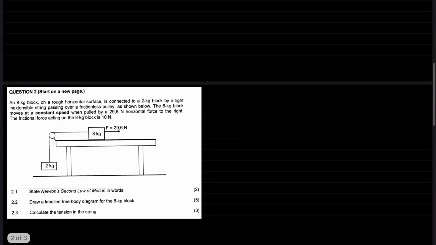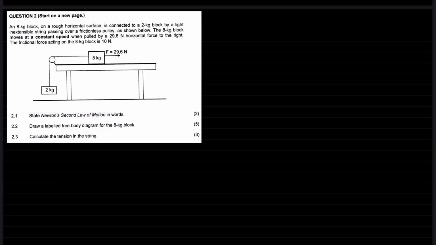Okay, let's move on. Question number 2. An 8 kilogram block on a rough horizontal surface is connected to a 2 kilogram block by a light inextensible string passing over a frictionless pulley, as shown below. The 8 kilogram block moves at a constant speed. That's in bold, so it must be important. What does that mean? Constant speed means that acceleration is 0, and that means that F net is 0. When pulled by a 29.6 Newton horizontal force to the right, the frictional force acting on the 8 kilogram block is 10 newtons. Definitions, we leave them out.